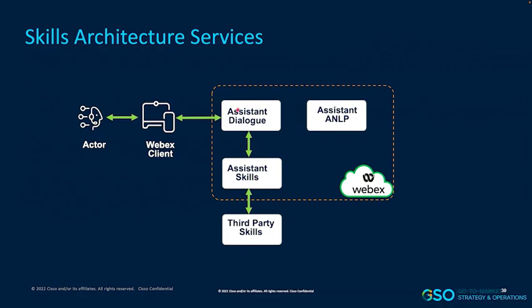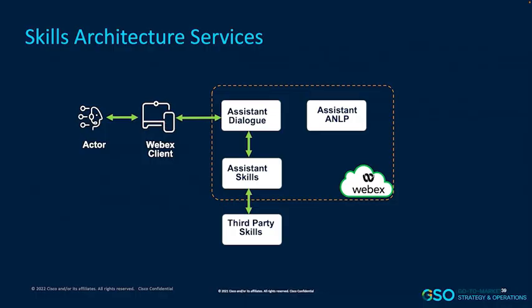If it is, that dialog service will transfer the request and the payload to the assistant skill service. At this stage, the skill service is going to encrypt and sign the request and the payload and send it to the third-party skill platform for processing. Once it gets processed by the third-party skills platform, the response comes back via directives to the device.